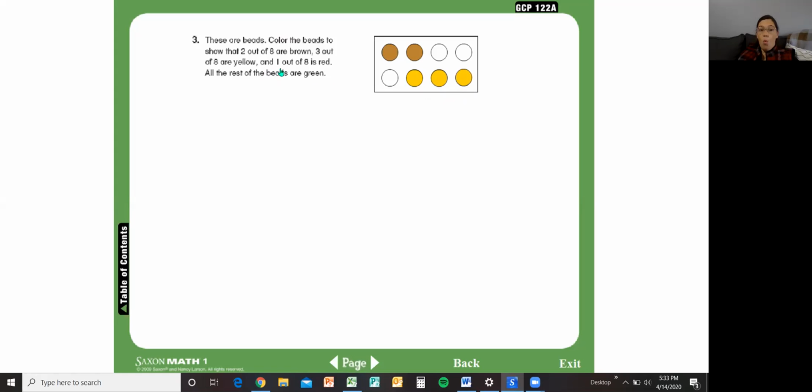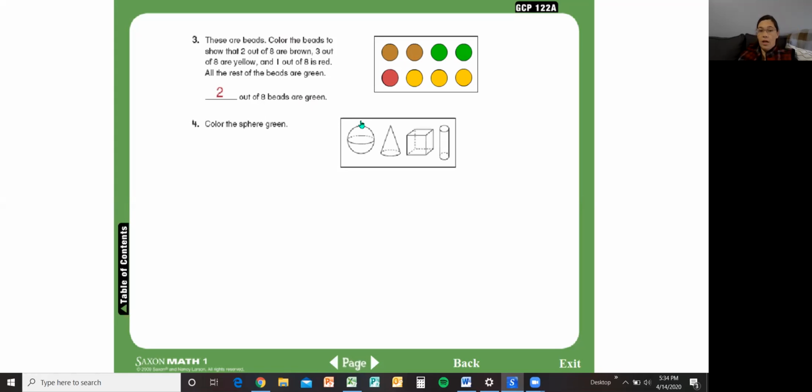Okay, then it says 1 out of 8. This whole number is 8. 1 out of 8 is red. They colored this one red. Then it says all the rest of the beads are green, so it doesn't give us a number there. If we follow directions here, then there's just 2 empty beads left, and all of the rest are green. Okay, so then it's asking us how many beads are green. Well, how many is that? 2. So we would say 2 out of 8 beads are green. So that's the way to figure that one out.